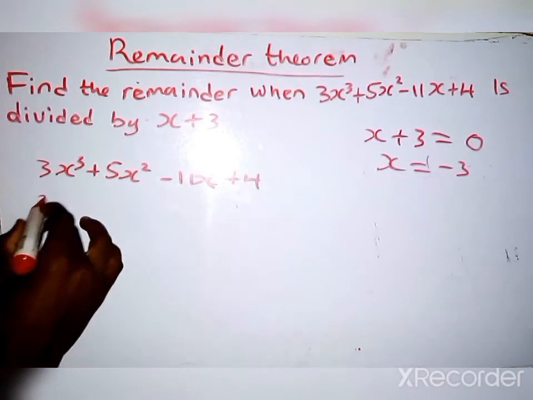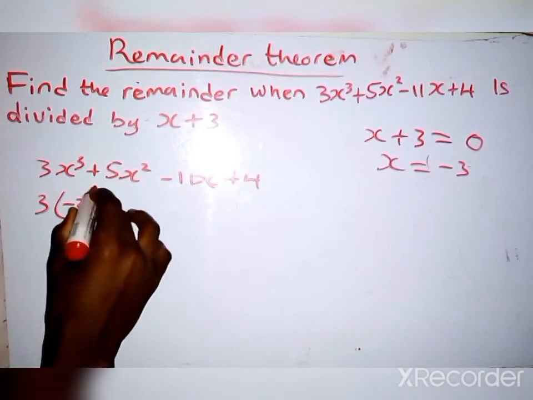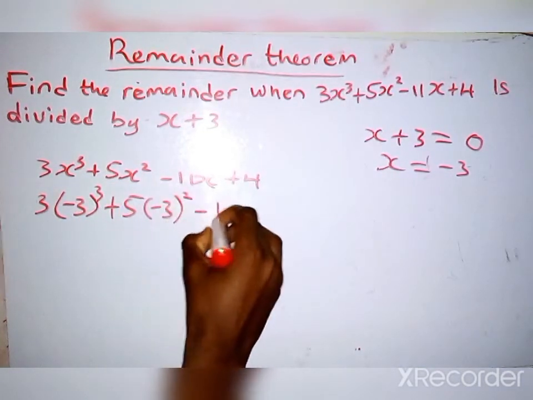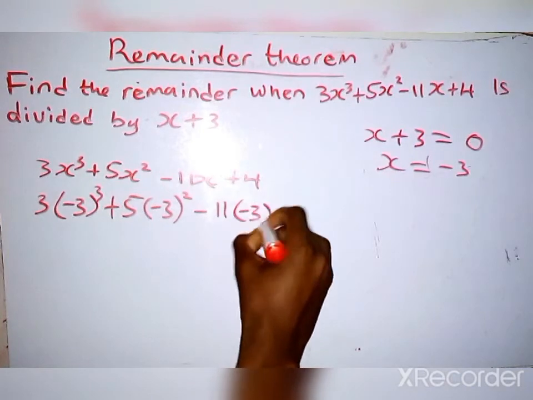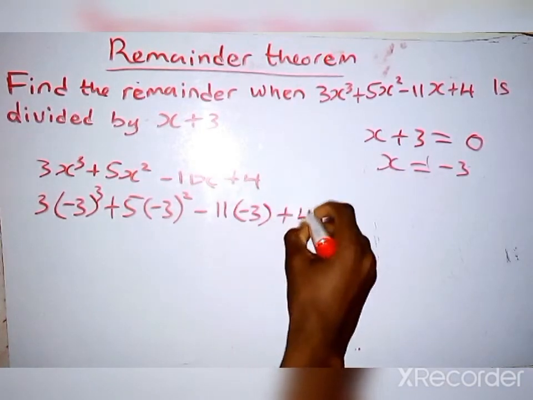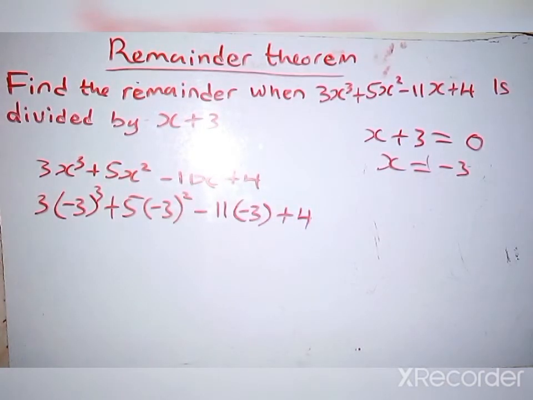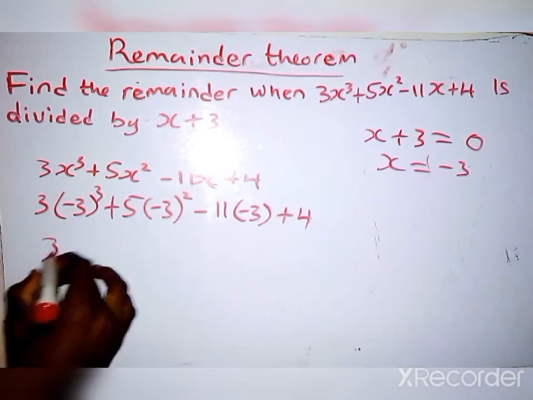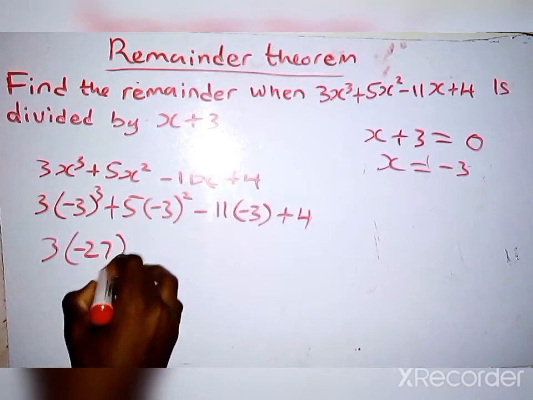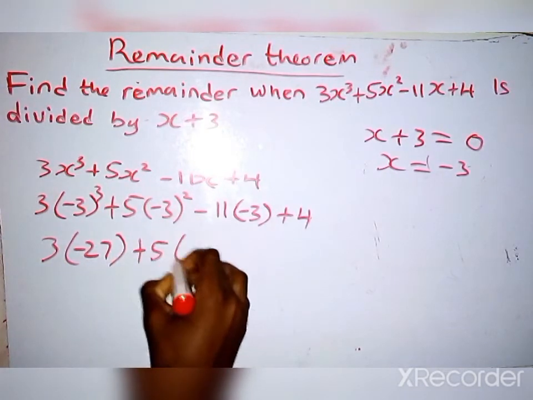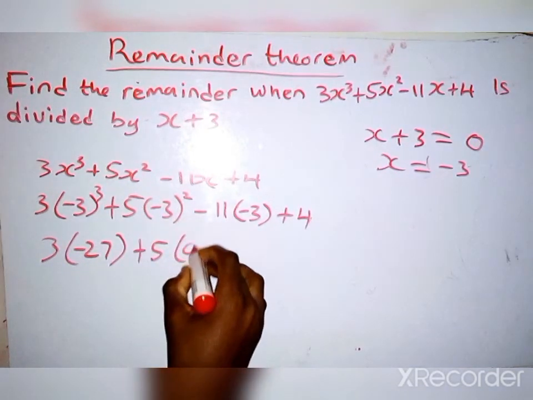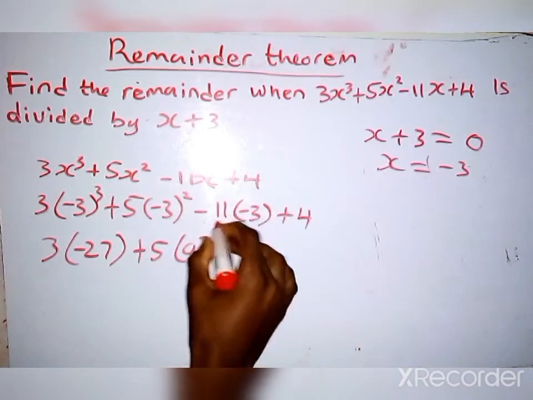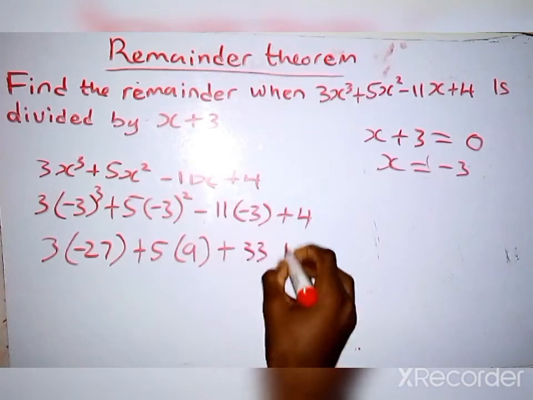We now have 3 into bracket minus 3 cubed, plus 5 into bracket minus 3 squared, minus 11 into bracket minus 3, plus 4. So minus 3 cubed is minus 27. We have 3 into bracket minus 27, plus 5 into bracket minus 3 squared, which is 9, and minus times minus gives plus 11 times 3, which is 33, plus 4.